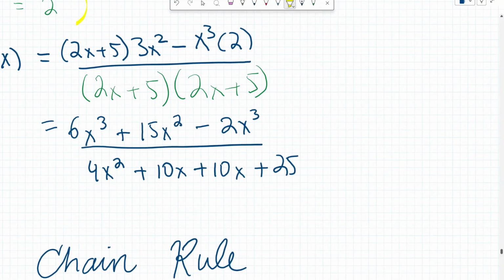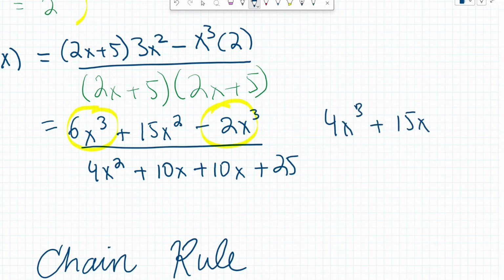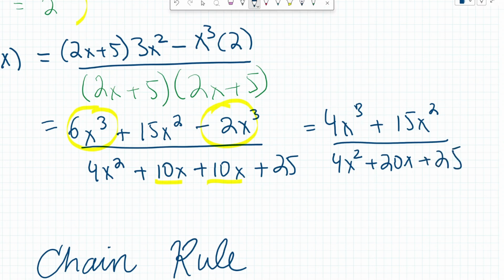So here we have 6x cubed and negative 2x cubed. So then the result is 4x cubed plus 15x squared all over, let's see what we have here, 4x squared plus 20x. We were able to combine these two terms, and then plus 25. And there you have it.